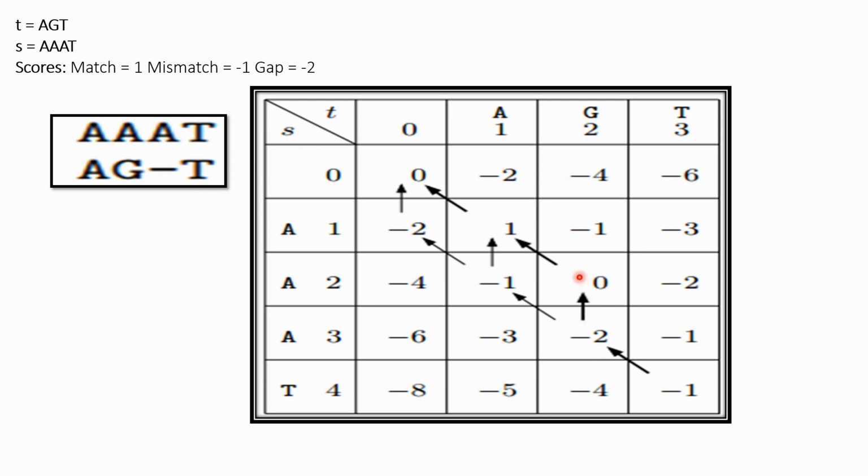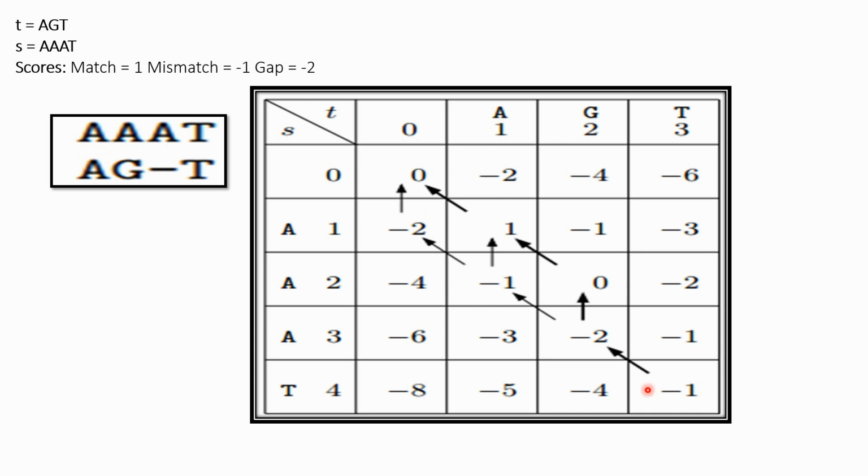Now we move here. Now all values are coming from the diagonal, so we place them as they are. Here it is a mismatch, we align A and G. We move here, then we align A and A like this.